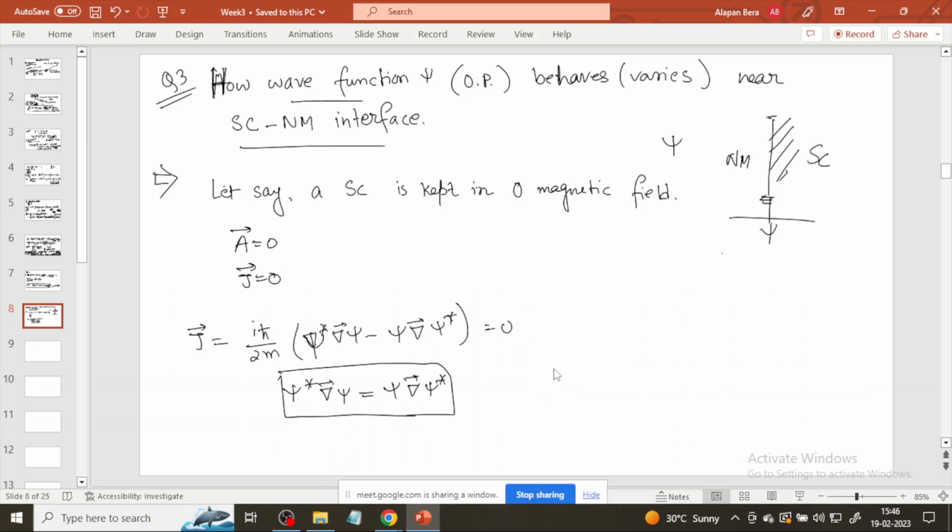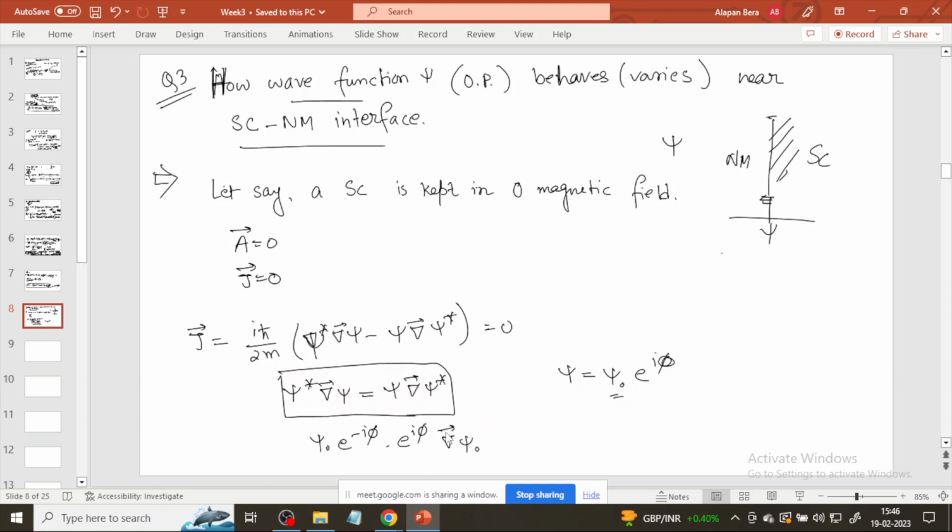Okay, and now we know the explicit form of this order parameter psi, that is psi naught e to the power i phi. So phi is the phase and psi naught is the amplitude. We now put this term here. So what do we get? We get psi naught e to the power minus i phi into e to the power i phi psi naught.